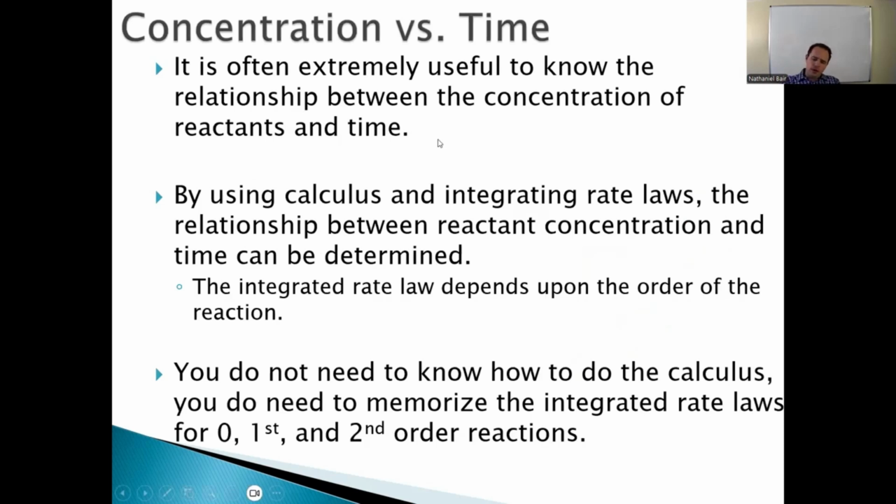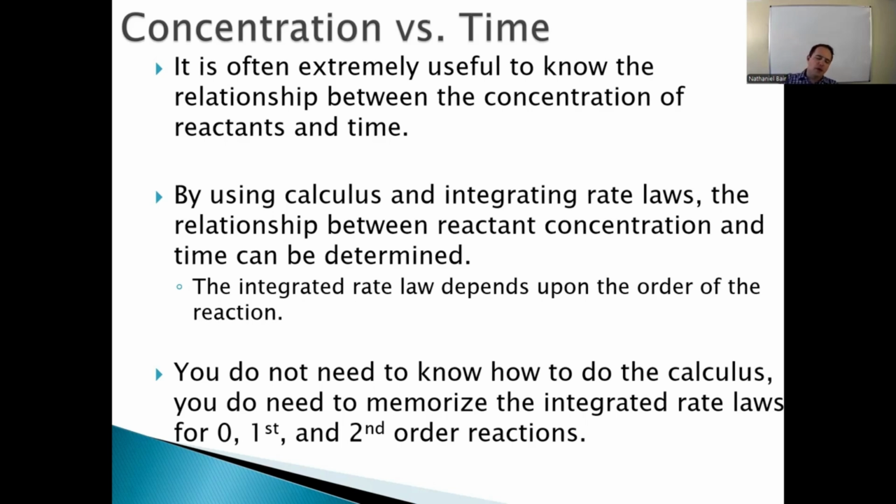Tonight is really about how to determine or predict the concentration of a reactant at a specific point in time. So, how can we get the concentration of a reactant at an instant in time? What will the concentration of this thing be after the reaction has gone for 185 seconds? That's what tonight is all about.